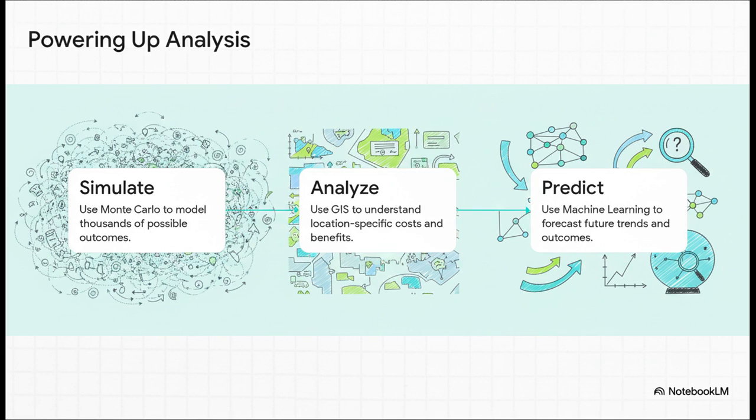For instance, we can use Monte Carlo simulations to run thousands of what-if scenarios, seeing pretty much every possible outcome. We can layer in geographic information systems, GIS, to understand how costs and benefits actually change depending on the location. And, of course, we can now leverage machine learning to forecast future trends with an accuracy that was just science fiction a few years ago.